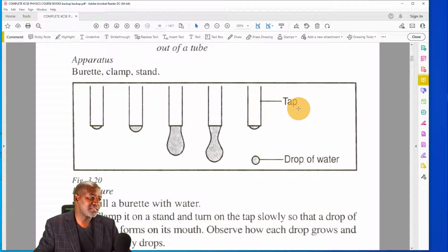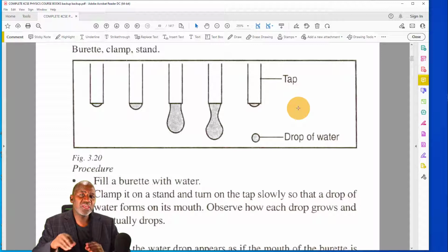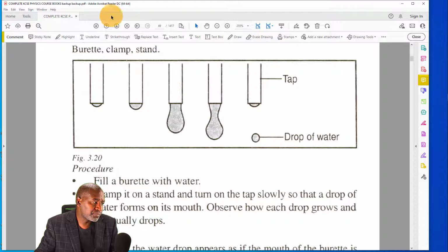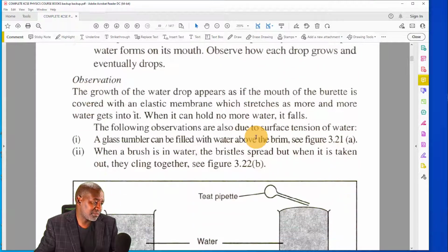Another one that is possible is by watching the mouth of the tap, and you open the tap very slowly. You will see a drop start to grow. The drop starts here, and as the water increases, the drop becomes larger and larger, more spherical. It elongates until eventually, when the weight of the drop is so big, it just drops. And we have a drop of water. Why does water form drops? We have already talked about that.